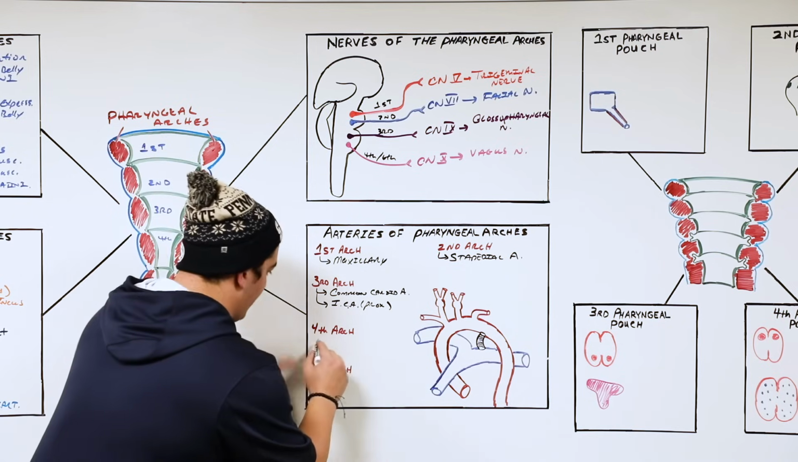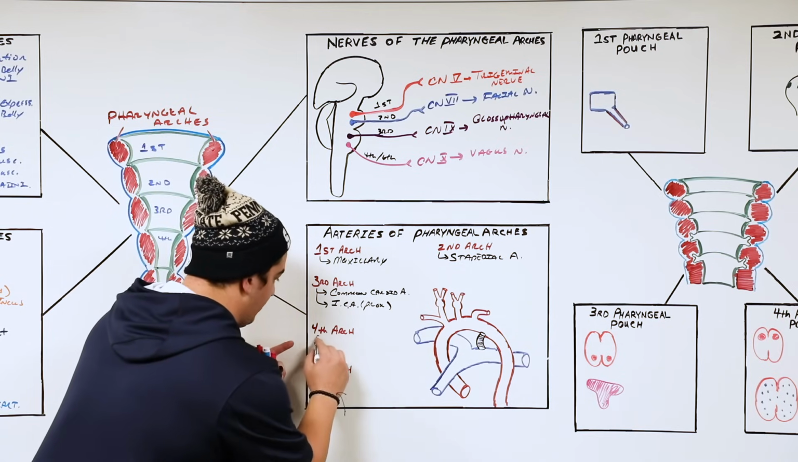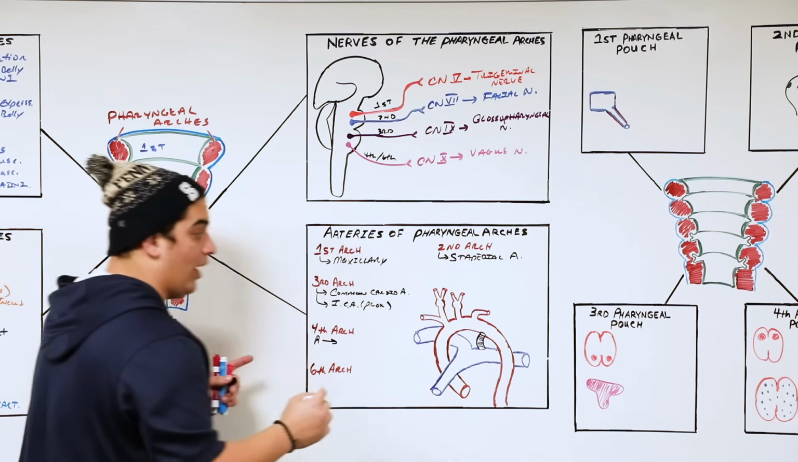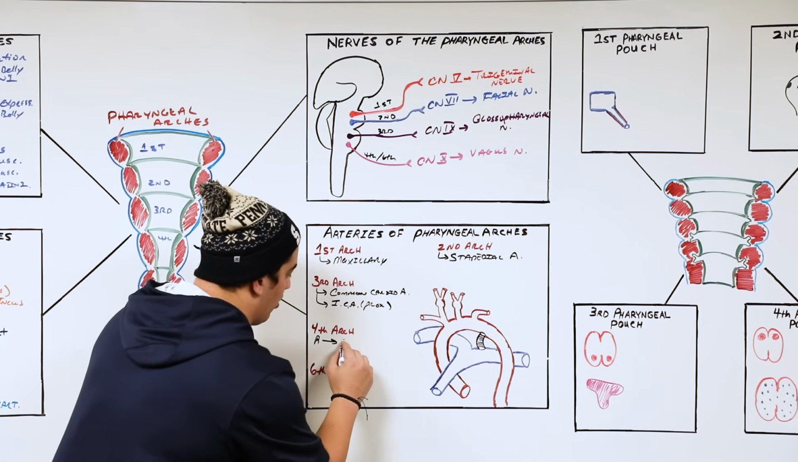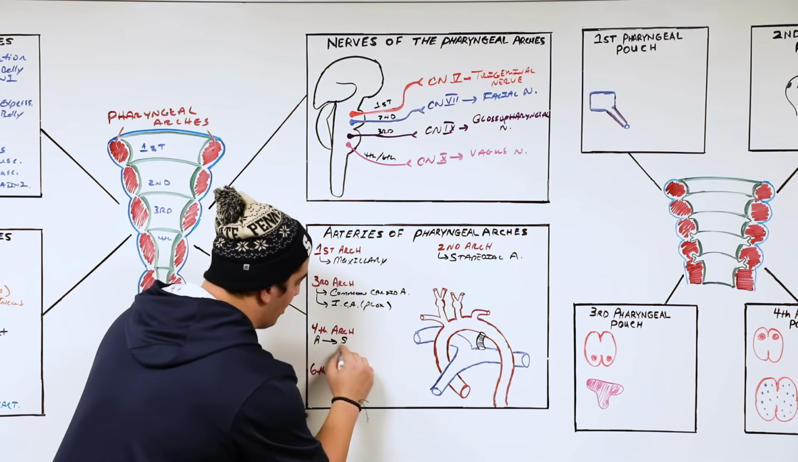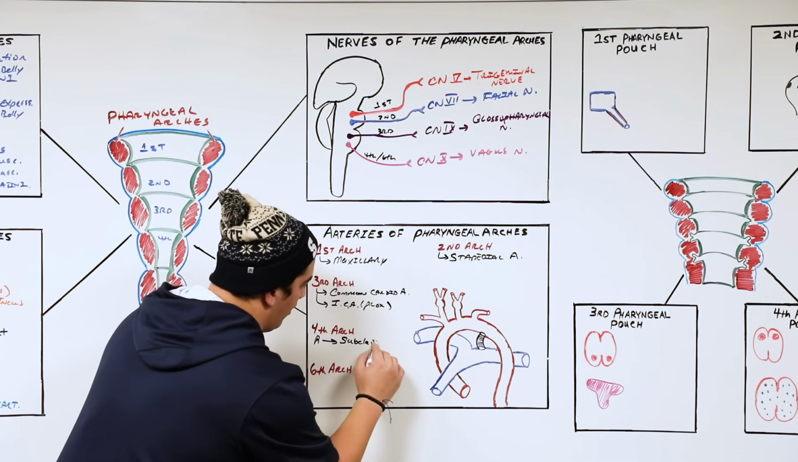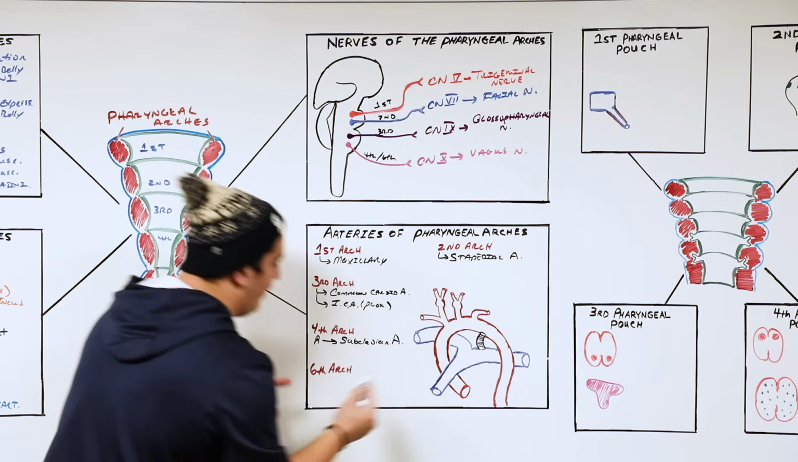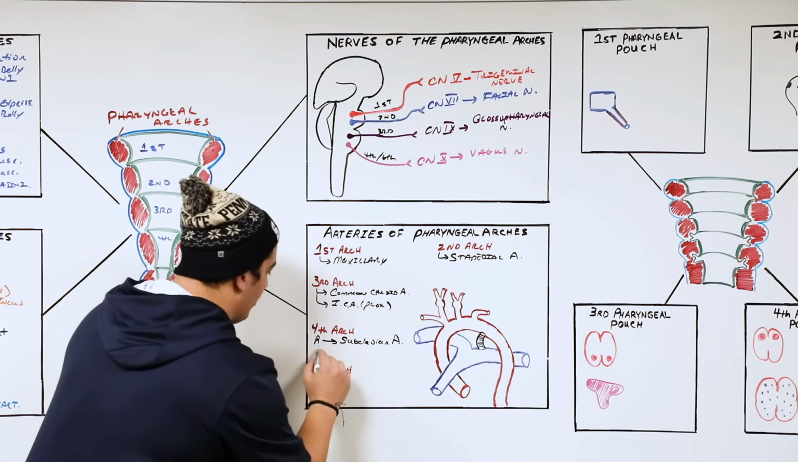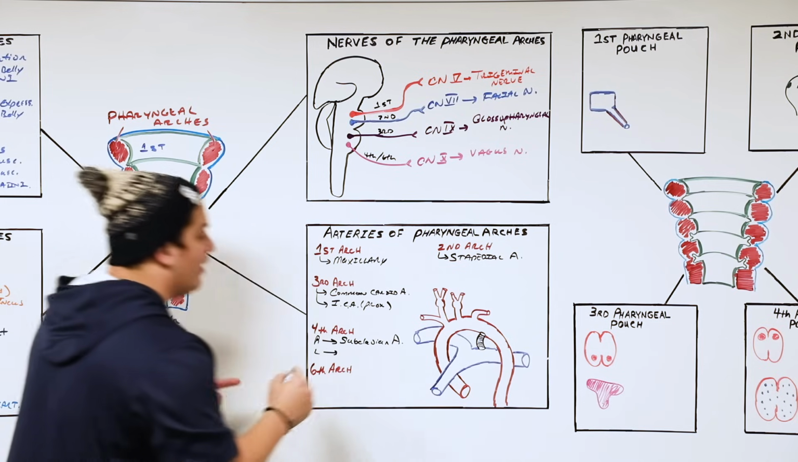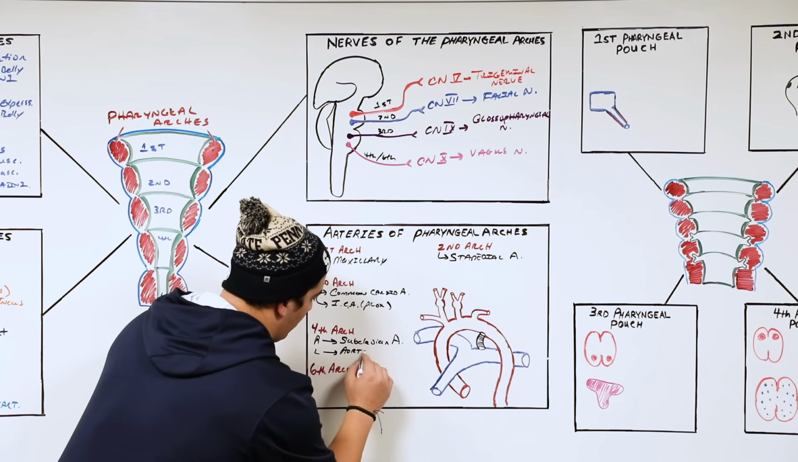The fourth arch, technically if we were being really specific here, the right one will give way to what? The right one gives way to what's called the subclavian artery, whereas the left one will give way to what? The aortic arch. All right.